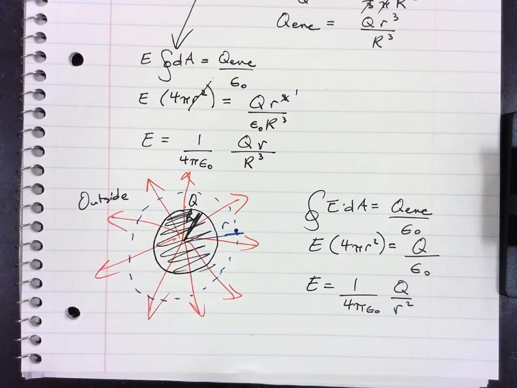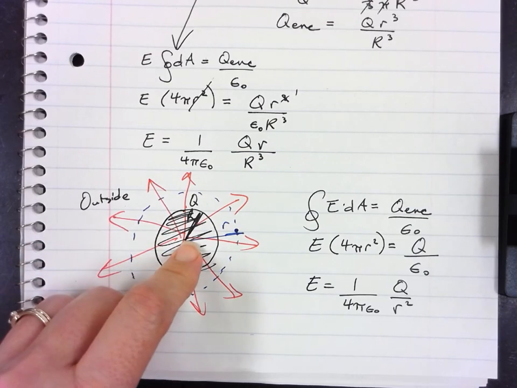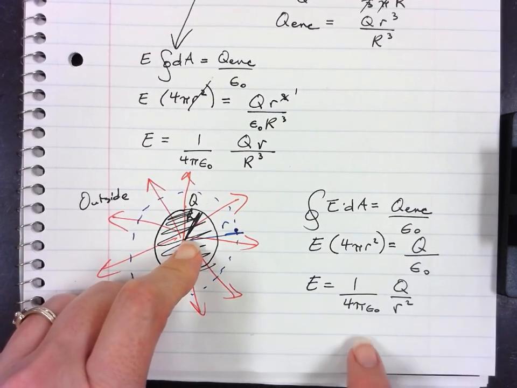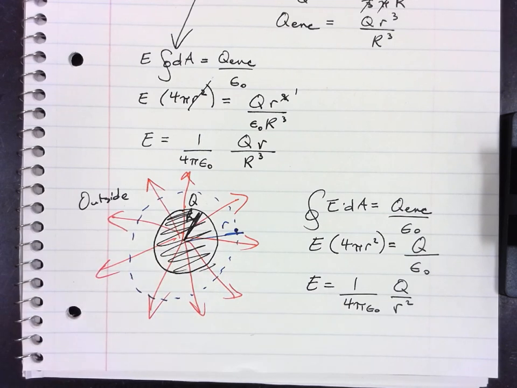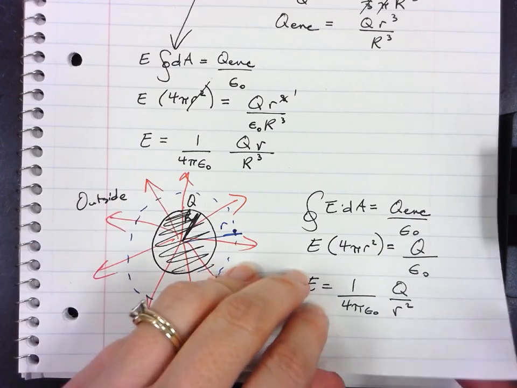It acts as if all of the charge was concentrated at a point at the center, because this is the exact same equation as the electric field of a point charge. Inside, things are different, but outside, you can't tell. And this is leading us into some things with conductors that we're going to do next class period. So, turn the page.